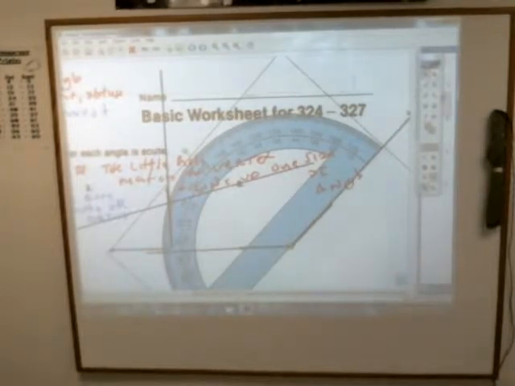Raise your hand if you're having any issues at all. You've got to extend your line. Can't measure anything when the line goes through your protractor. You've got to manipulate your protractor so that it lines up.